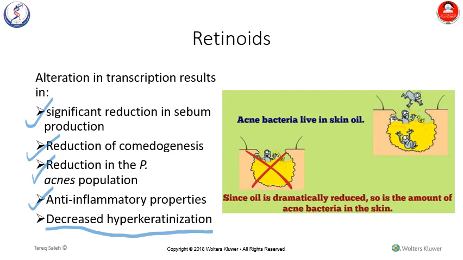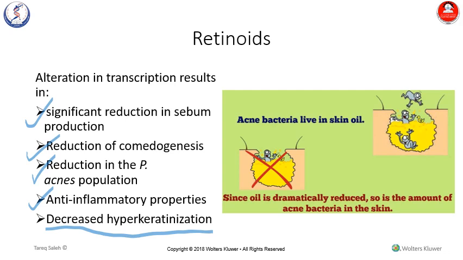Now, unlike the first generation agents, the third generation retinoids do not influence sebum production, and they are usually comedolytic and anti-inflammatory in nature. On the other hand, isotretinoin, remember it's the only retinoid that is given systemically, produces a significant reduction in comedogenesis by decreasing hyperkeratinization. The exact mechanism of action of how isotretinoin achieves that remains uncertain, but there is no evidence that suggests that isotretinoin affects the metabolic activity of keratinocytes.